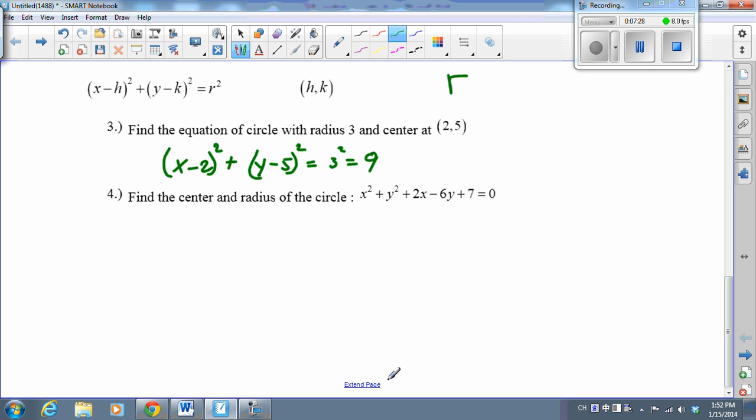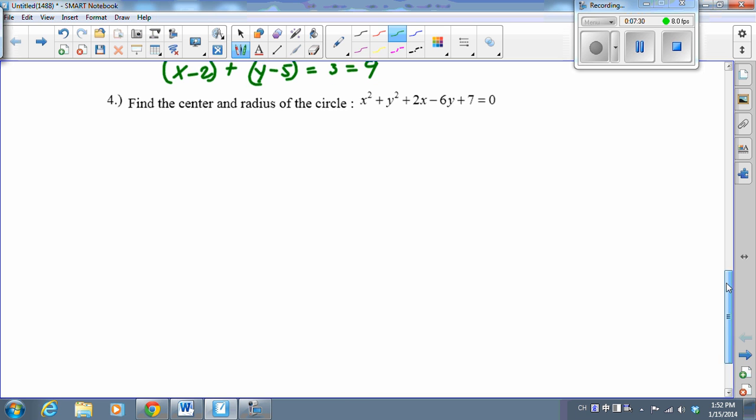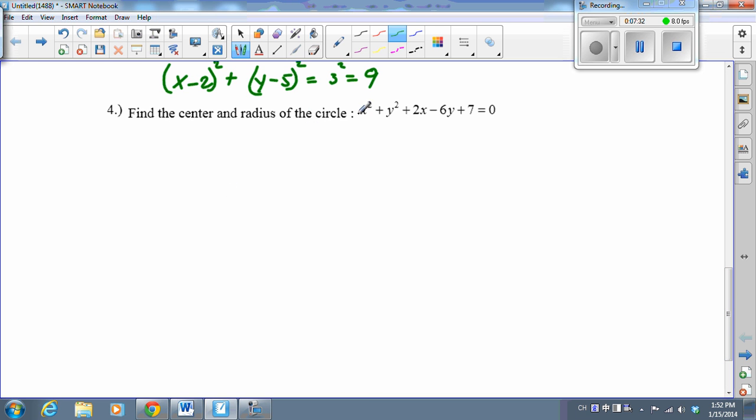Sometimes it will not be given, like in problem number 4. Find the center and radius of the circle. What I will do first is group them. I will have x² + 2x, grouping my x's, plus y² - 6y, grouping my y's, and I can set it equal to the number negative 7.